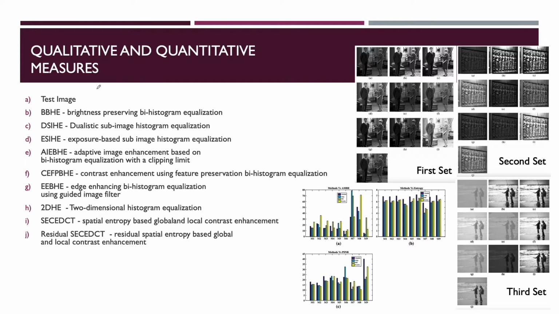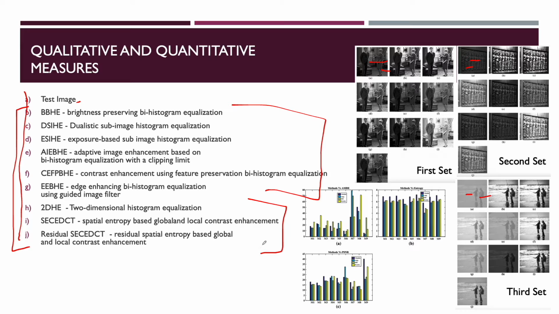So these are all the enhancement techniques that have been used on 3 different images from the 3 different databases mentioned earlier. The first is the test image, obviously, which corresponds to this over here. Then B to J refer to the enhancement techniques that have been applied on the image, and the test image is a low contrast image that has been considered. So the techniques from B to G are the bi-histogram techniques, and H to J are the 2D histogram techniques, which have been mentioned earlier.